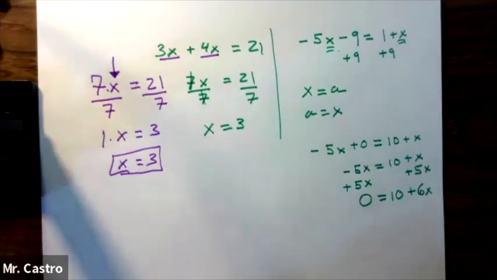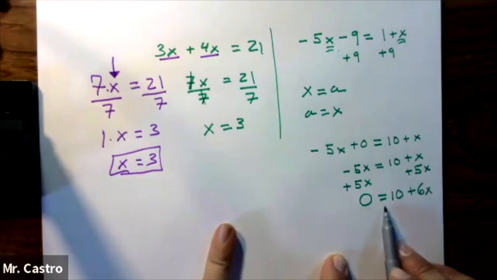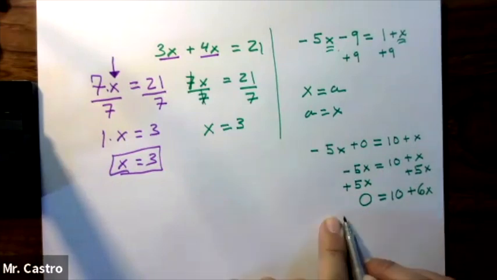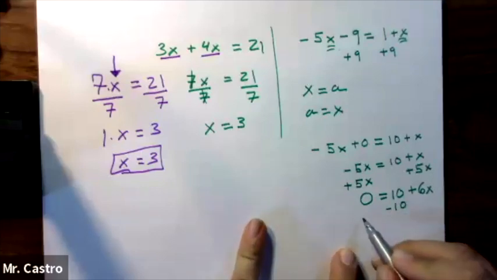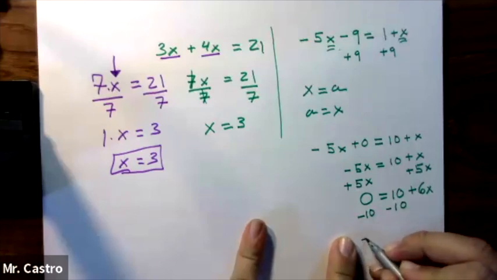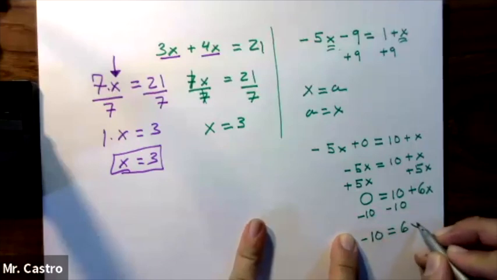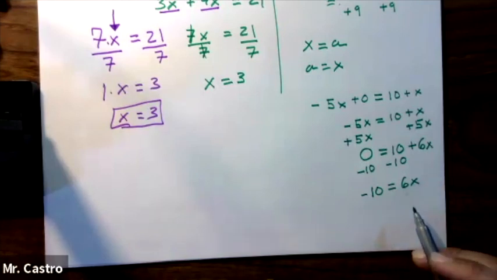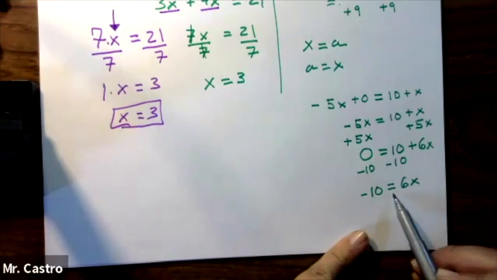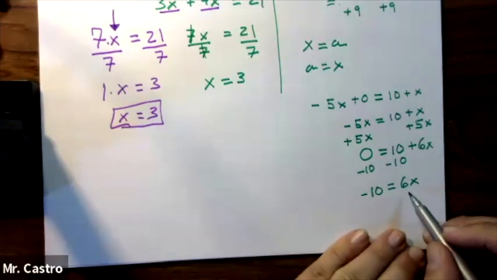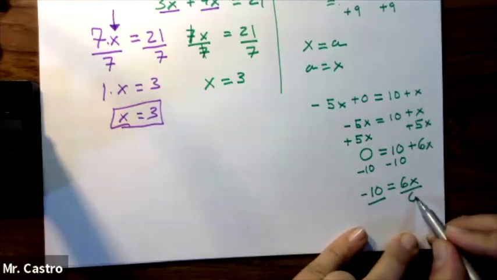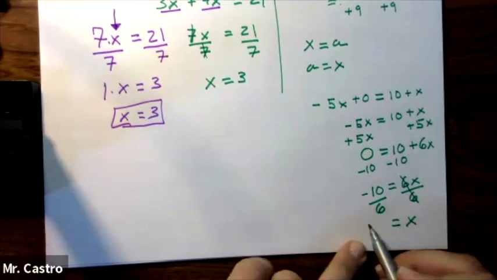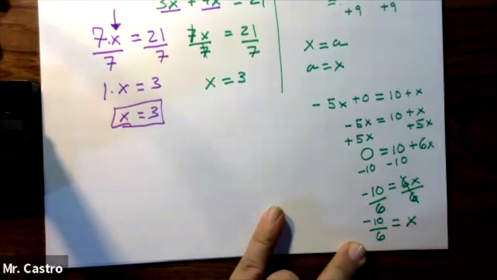Okay. Then now that I have 0 is equal to 10 plus 6x, I'm going to subtract 10 from both sides. Now, I don't like negative numbers, but it doesn't seem to be a way around it. But at least my negative is not on my variable, and that's one thing I am trying to avoid. Okay, so now I have negative 10 is equal to 6x. All right, so if I divide both sides by 6, what I'm left with is x is equal to negative 10 over 6.